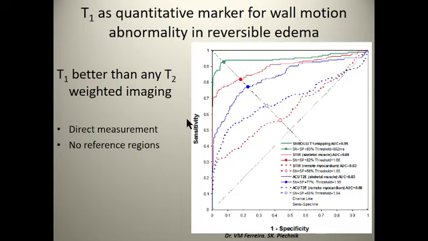I did some work in the early days in reversible edema. So this was based on wall motion as the metric. And this is an ROC curve showing the MOLLI method as compared to the standard T2 method. So STIR based on remote myocardium, STIR reference to muscle. And as you can see, this is superior. So T1's a good method.